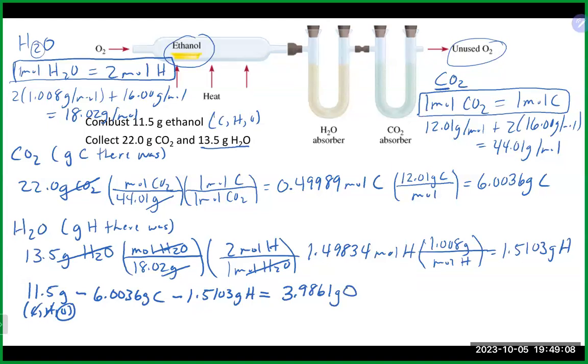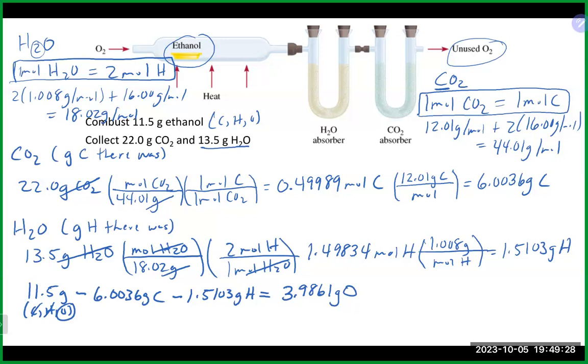We quickly just add up our grams of each of the elements. We got about 6 grams, about 1.5, and about 4. That's roughly 11 grams or so, right? Which is what our original sample mass was. Any questions on any of that calculation there?